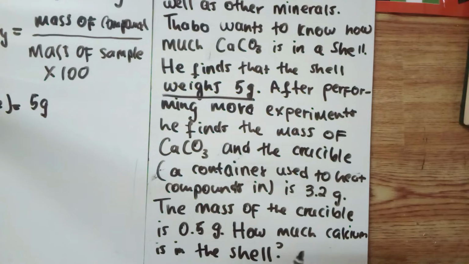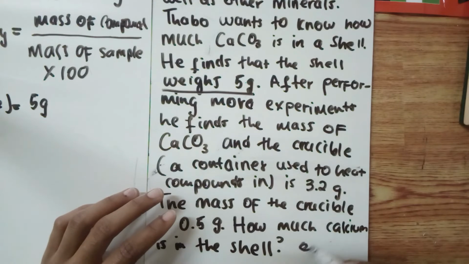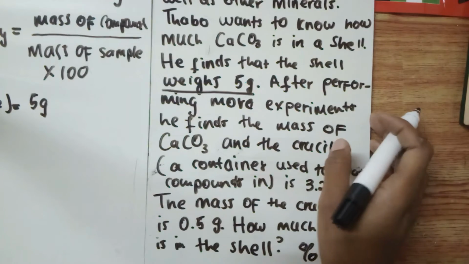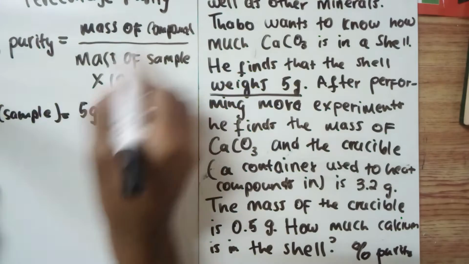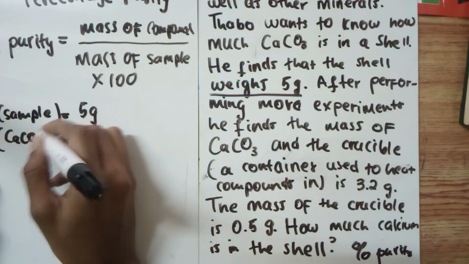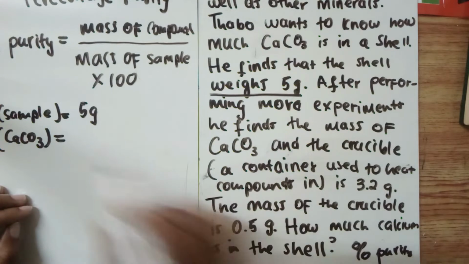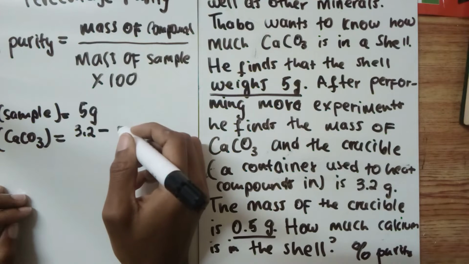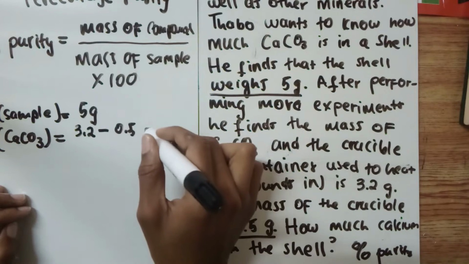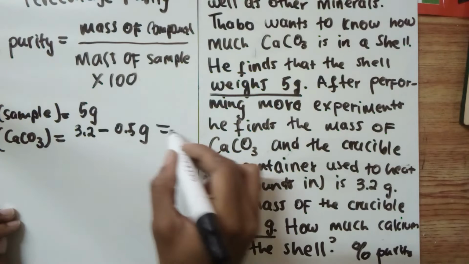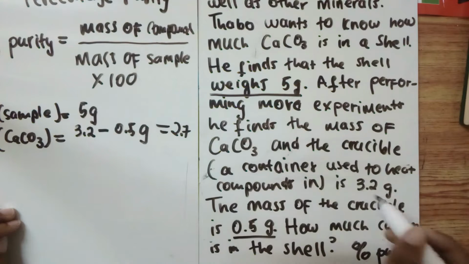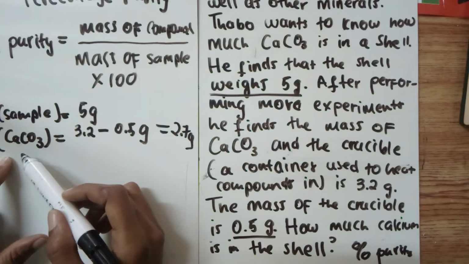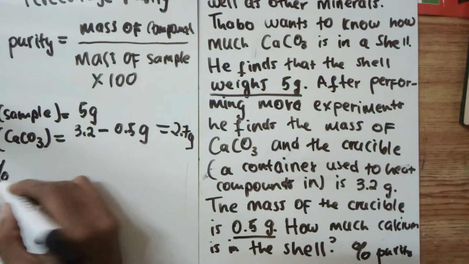So how much calcium carbonate is in the shell? When they say this, they actually want you to determine the percentage purity. The mass of our compound, calcium carbonate, is going to be 3.2 minus the 0.5 of the crucible that he heated this sample in. That value is 2.7 grams. So now we have the mass of our compound, and we can proceed and find the percentage purity.